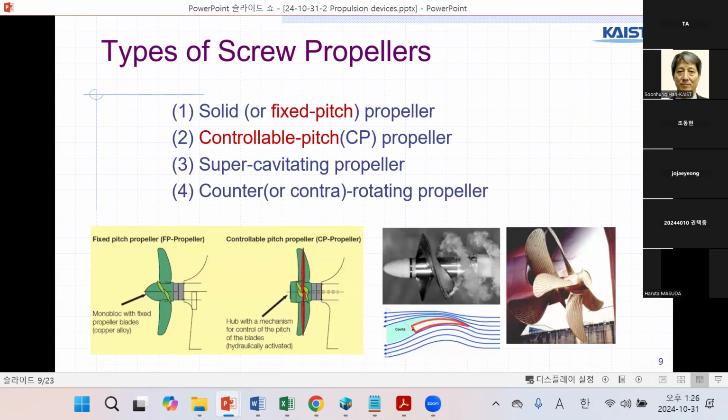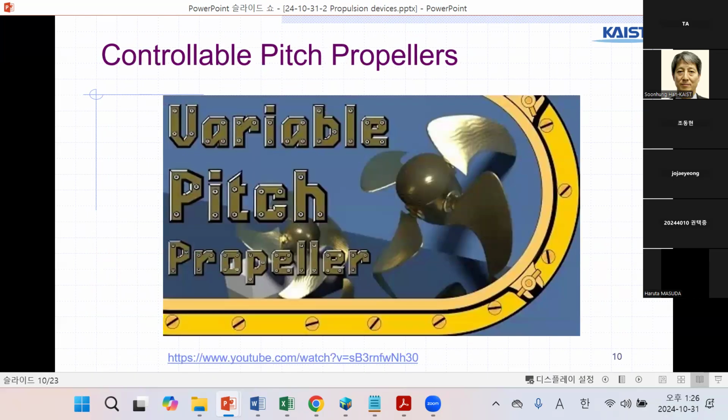Supercavitating. I already explained cavitation; full cavitation is supercavitating. It is also for very high speed. And counter-rotating: there are two propellers rotating in opposite directions to increase the energy efficiency. There are many ideas. Energy control rotating propeller.